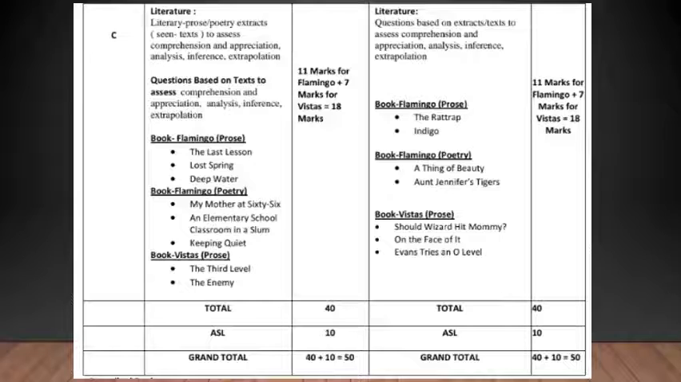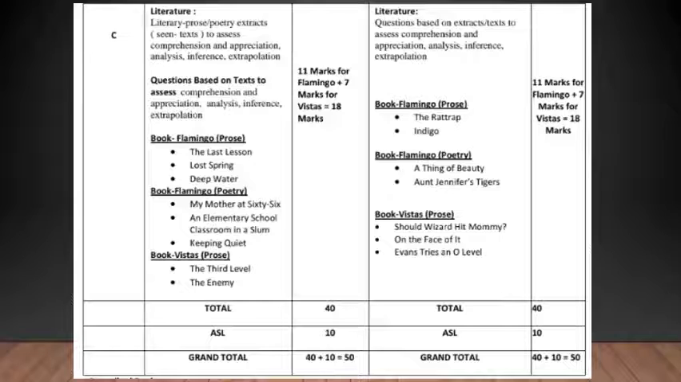And the syllabus which you have to focus on for term 1 ending will be only for term 1. And in the case of the second term, your remaining portion of the syllabus. So 3 stories from Flamingo, that's the main course book: the last lesson, Lost Spring and Deep Water. So these 3 chapters are there from Flamingo.